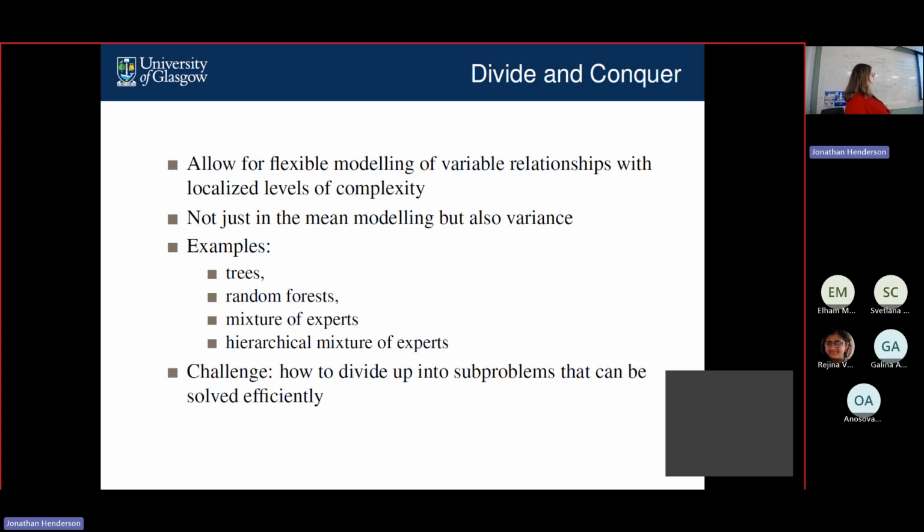So the big challenge about this is, it's all very well to say that we can divide and conquer, but how do we start the divide step? How do we find ways of splitting the space sensibly and efficiently so that we can find areas where it's simple to solve the effective relationship between variables?